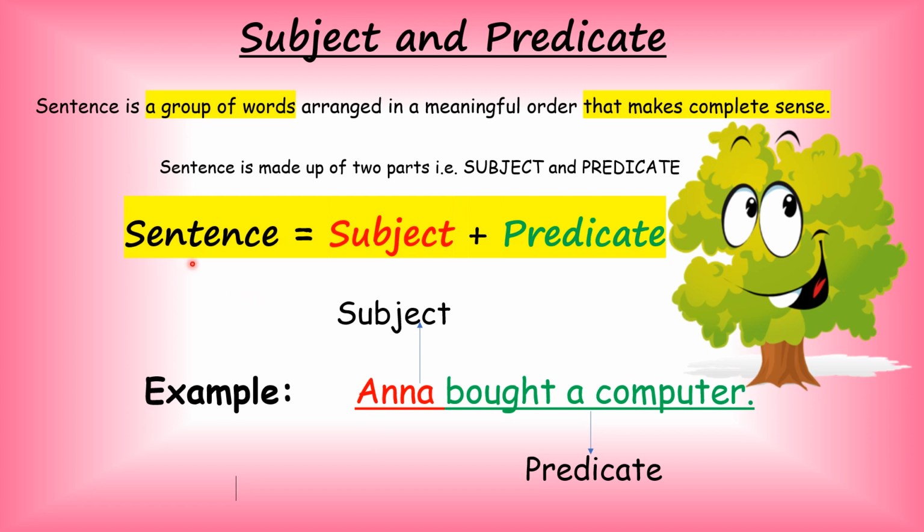Basically there are two parts of a sentence, that is subject and predicate. When subject and predicate join together, they form a sentence. Okay, children, for example, Anna bought a computer. Anna in red is the subject and bought a computer in green is the predicate. When subject and predicate join, they form one meaningful sentence, that is Anna bought a computer.